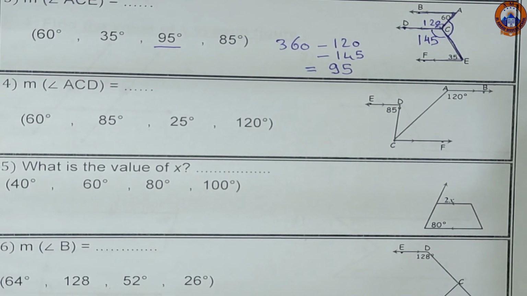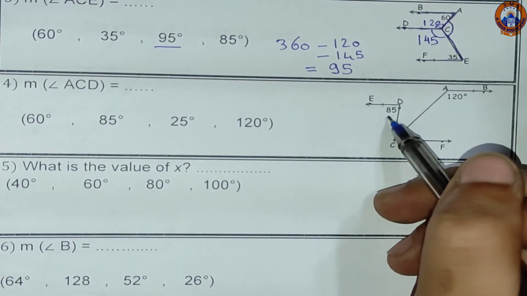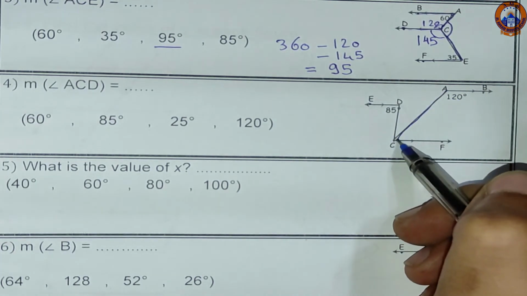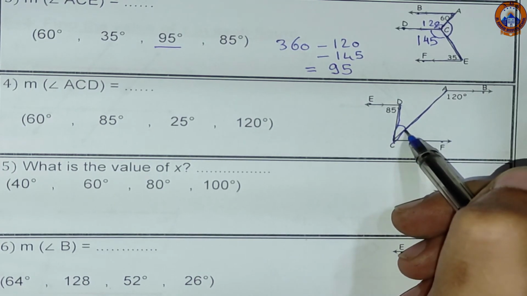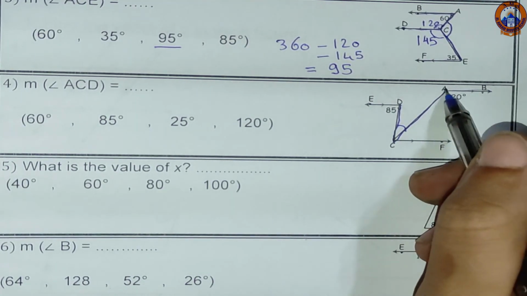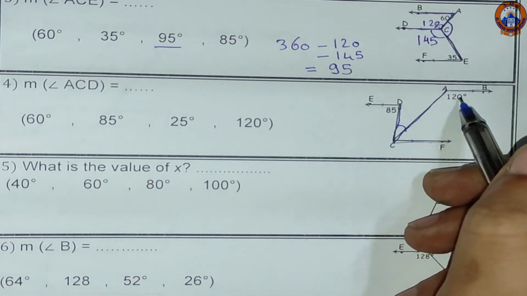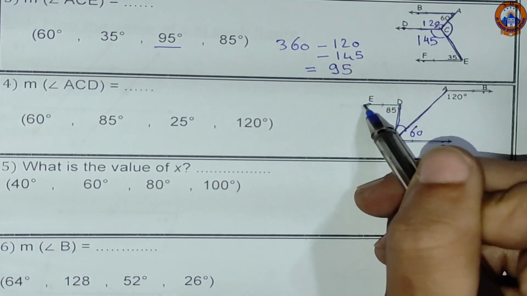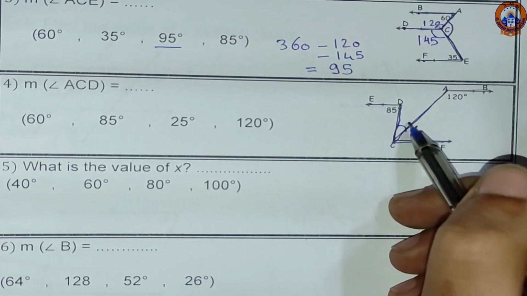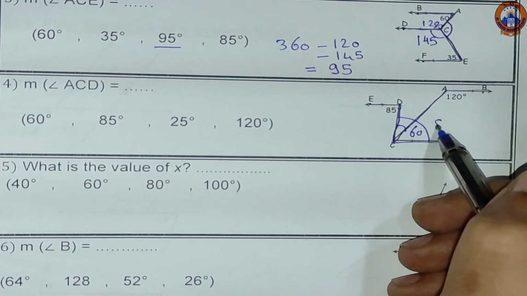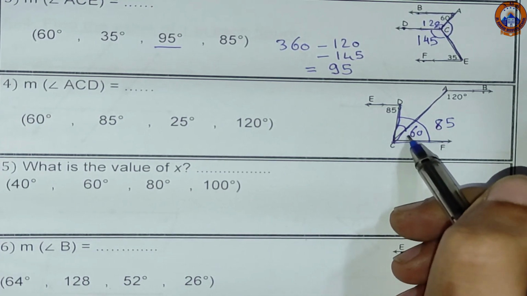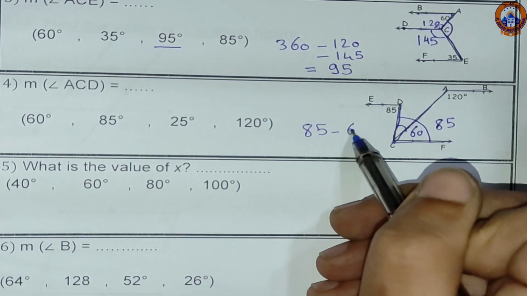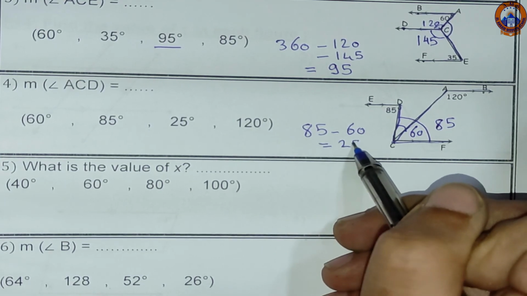Exercise number 4. We have an angle of 120 and this angle is 85. We need angle ACD, which is A moving to C, then up to D, this angle. So first we're gonna find the interior angle with 120, with 180 minus 120 equals 60. Then we have a Z letter, so all of this angle is 85. And we have a part of it equals 60, so the remaining part will be 85 minus 60, which equals 25.